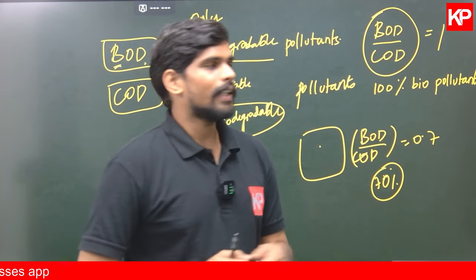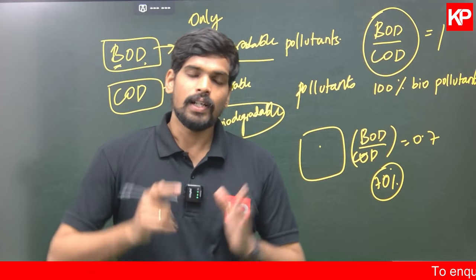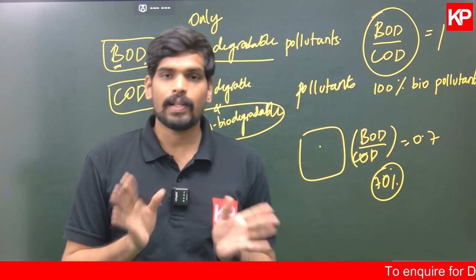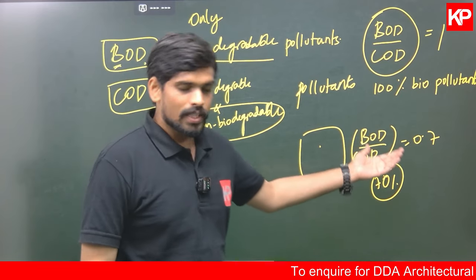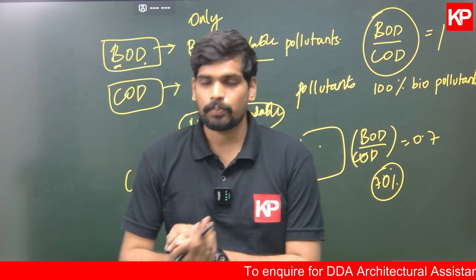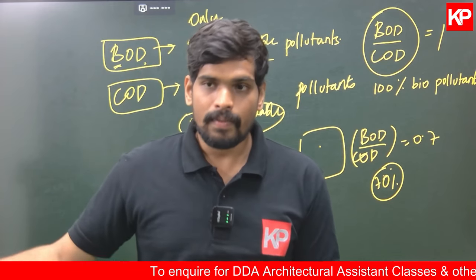If both are equal, it means 100% biodegradable: all the pollutants present are biodegradable, and an equal number of pollutants are being oxidized both biologically and chemically. That's the meaning of it. If the ratio, which practically is generally less than 1, is 0.7, it means a 70% biodegradability level is seen. Why do we measure this?